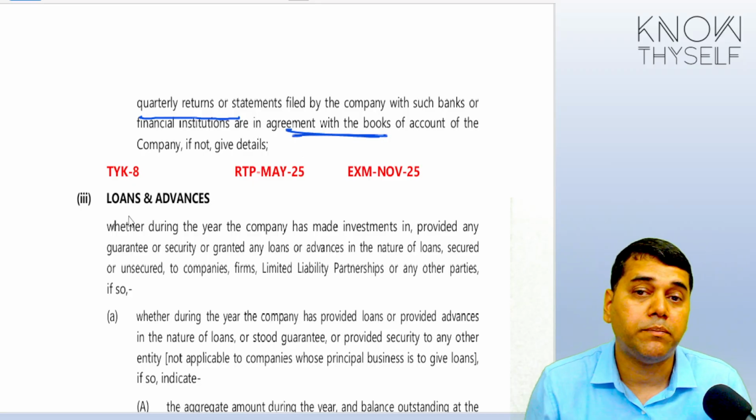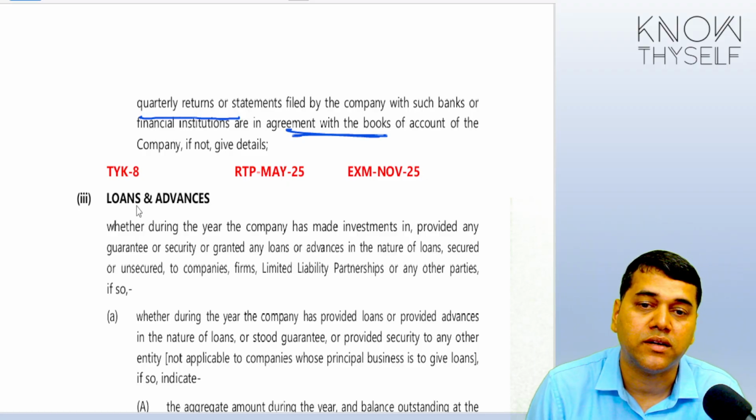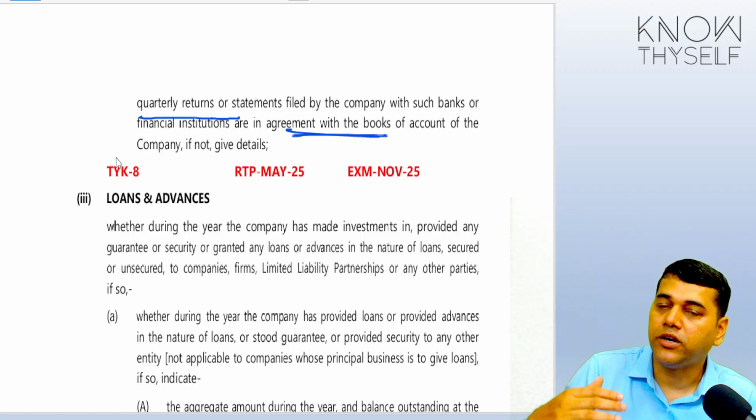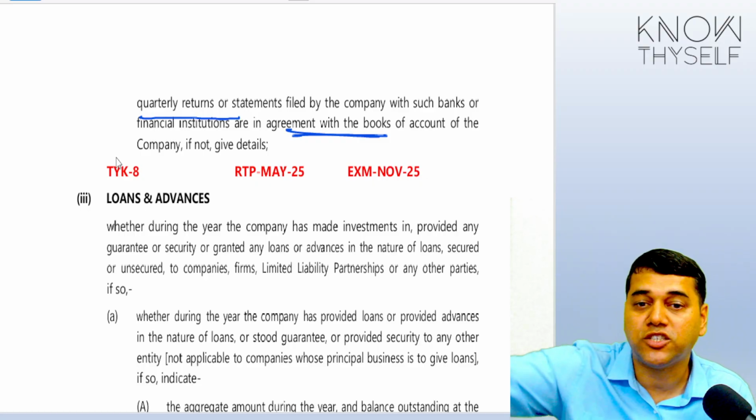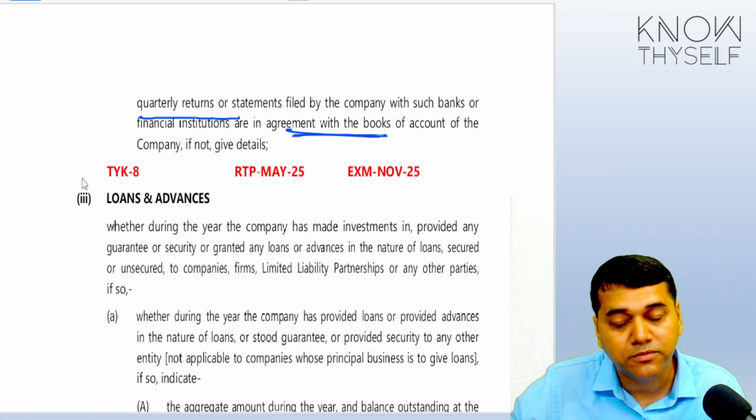See, because what could have happened? They must be doing some fraud with the bank. I don't know, salad oil case and all. So here the auditor is made to check such quarterly returns and whether they are matching.